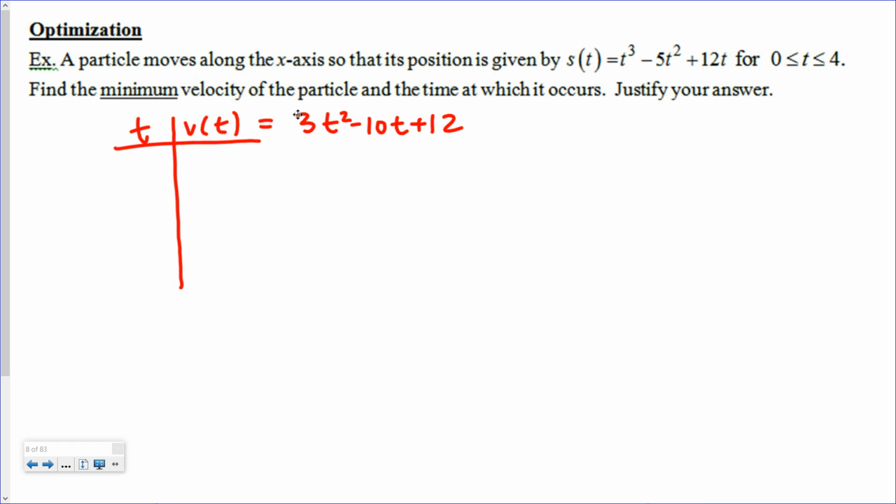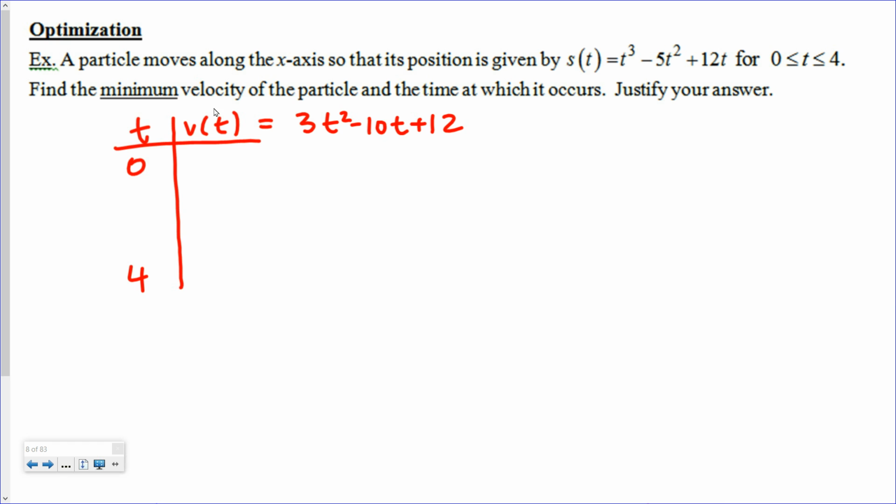All right. So if you do a candidates test, what do you need on the left side? Endpoints. What are my endpoints? 0 and 4. They give them to you. What else do you need on the left side? Your critical points. But your critical points here are going to be something prime equals 0, right? What prime is going to be equal to 0 here? V prime. Is everybody good with that?